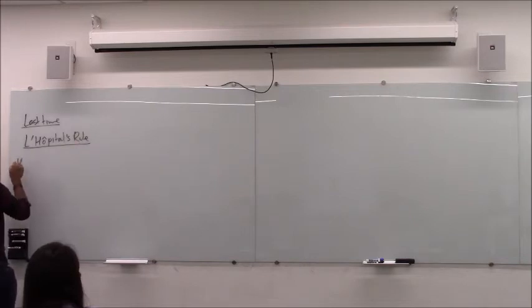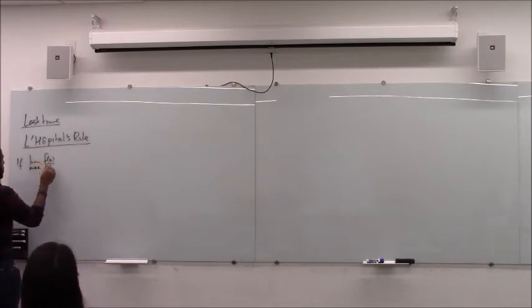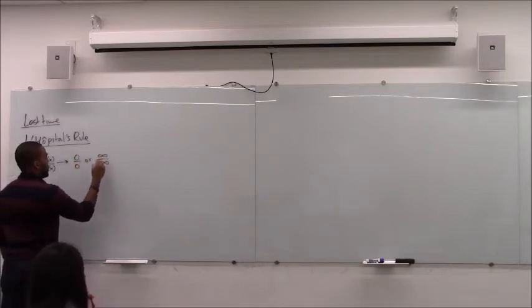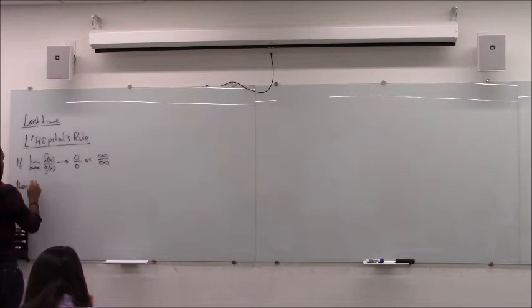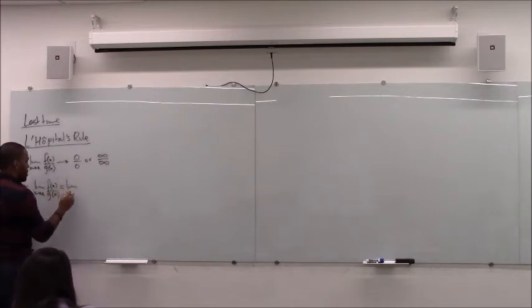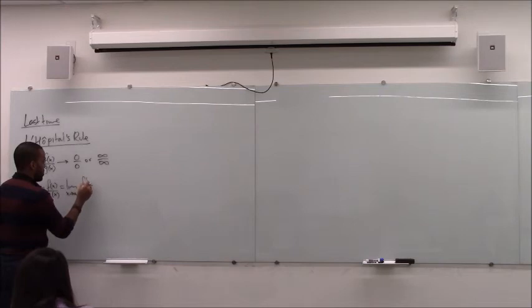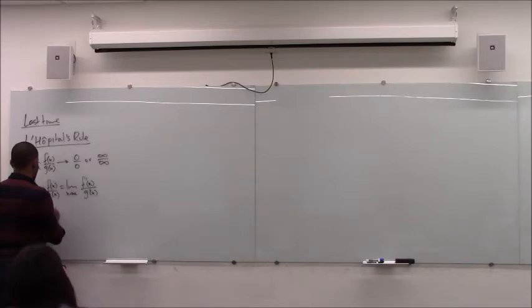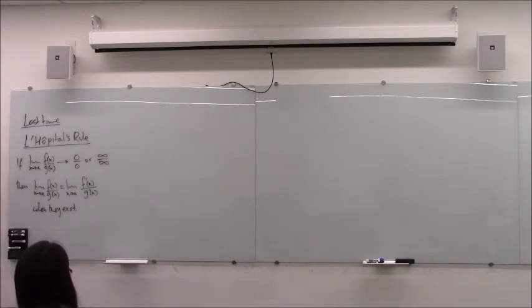So it says if we have a limit of f divided by g, and this approaches 0 over 0, or infinity over infinity, then this limit will be equal to the limit that you get by taking the derivative of the top over the derivative of the bottom. As long as the right one exists, the left one will also exist, and they'll always give you the same answer. So that's called L'Hopital's rule.